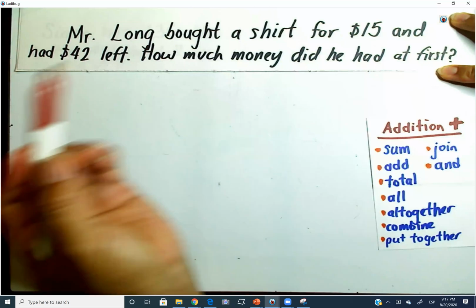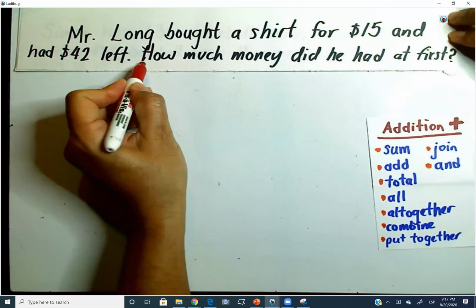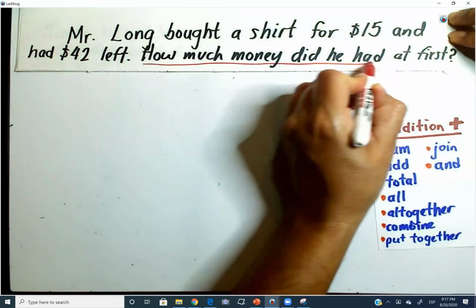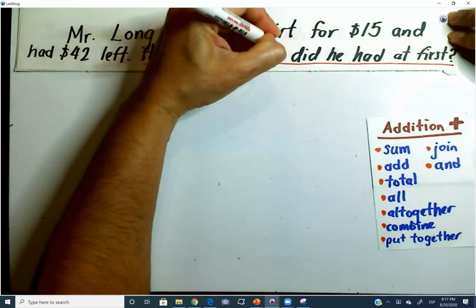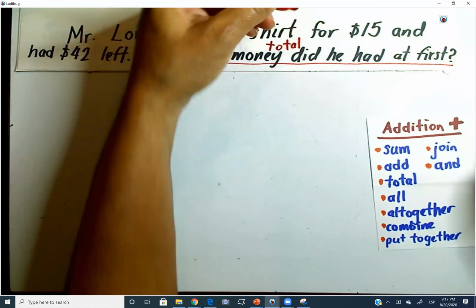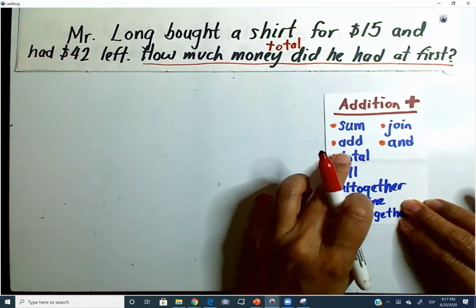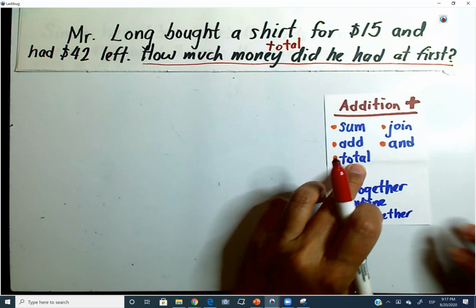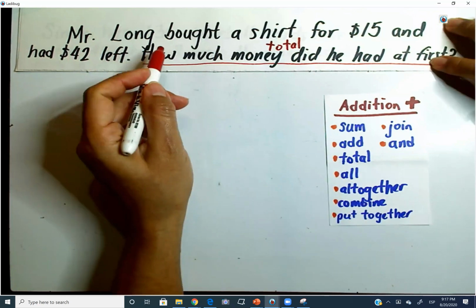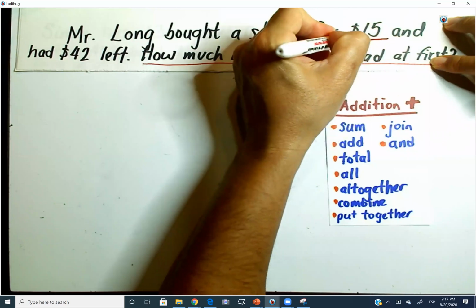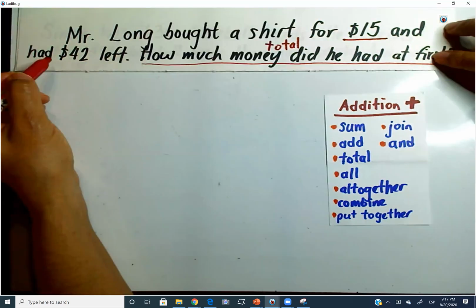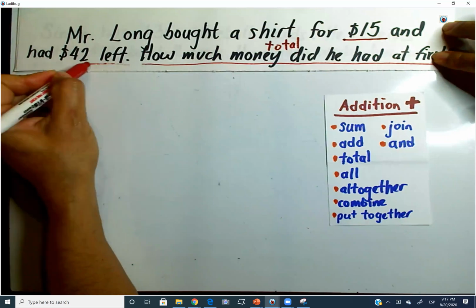Now, the first thing I need to do is underline the question. How much money did he have at first? Now, that means they want to find the total. So if they want to find the total, that means that for sure I'm going to be doing addition. Now, the other thing I noticed is that Mr. Long bought a shirt for $15. So I'm going to underline this, $15, and that he has $42 left.